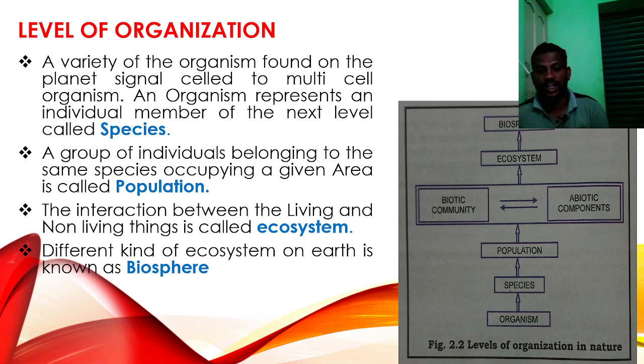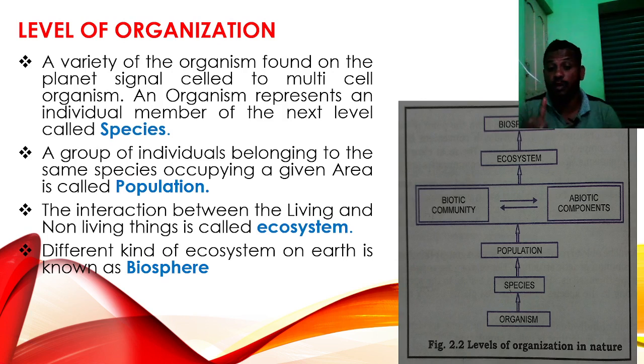If we see the camels present in the desert, all camels come under the same species. They occupy a particular area in the desert, so we call them the population of camels. It means when a particular species occupies a given area, they are known as the population.